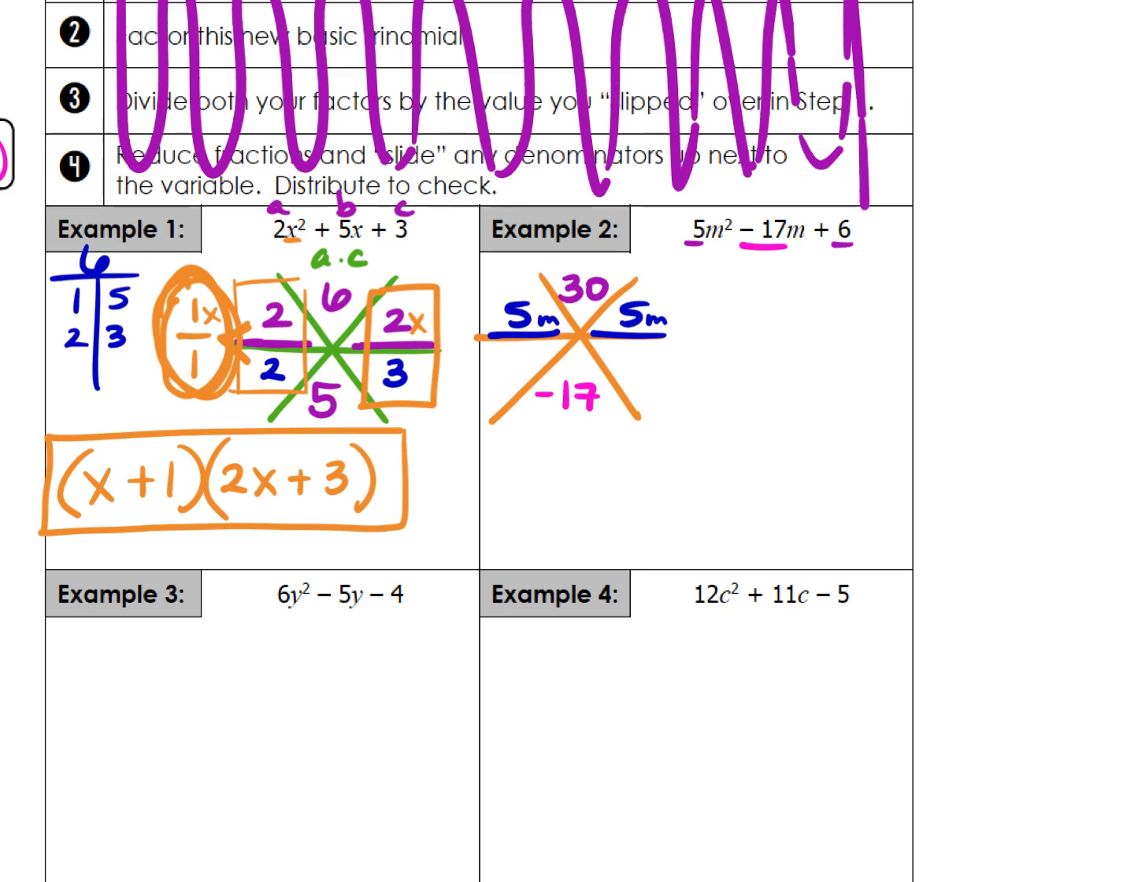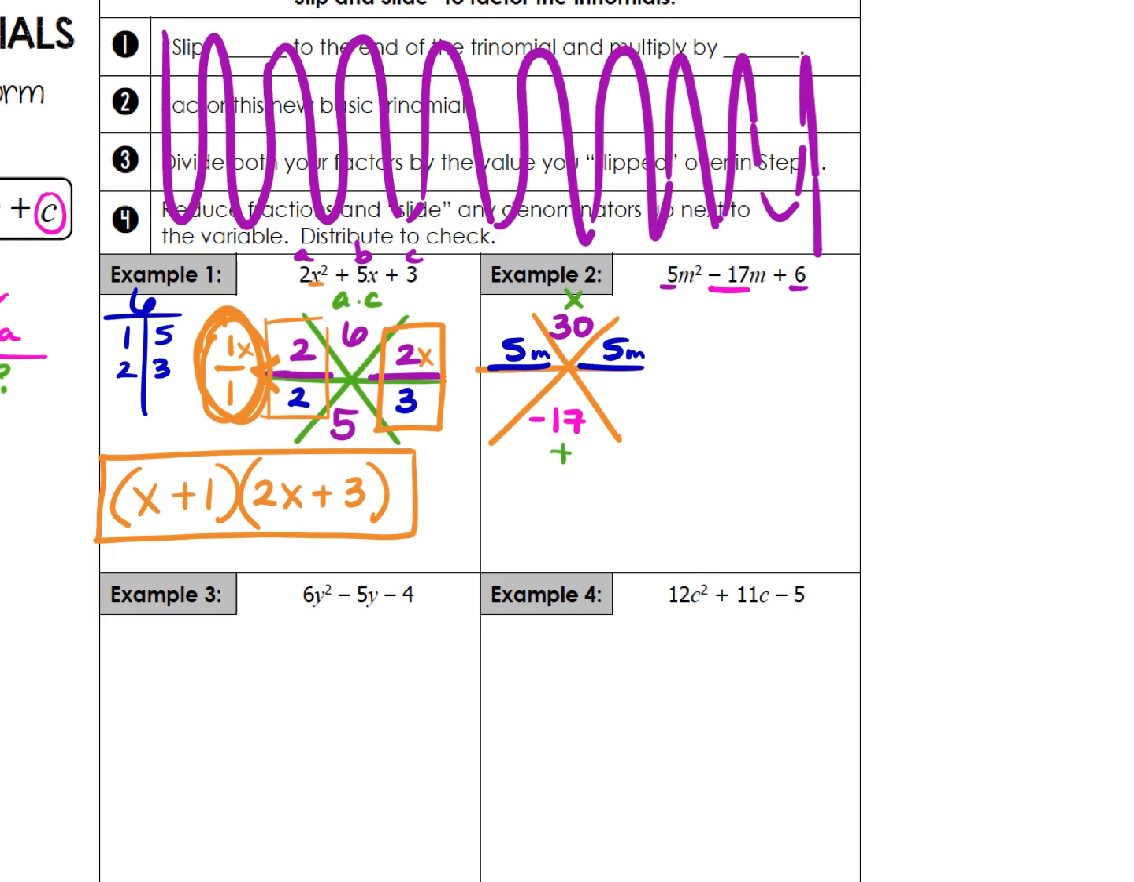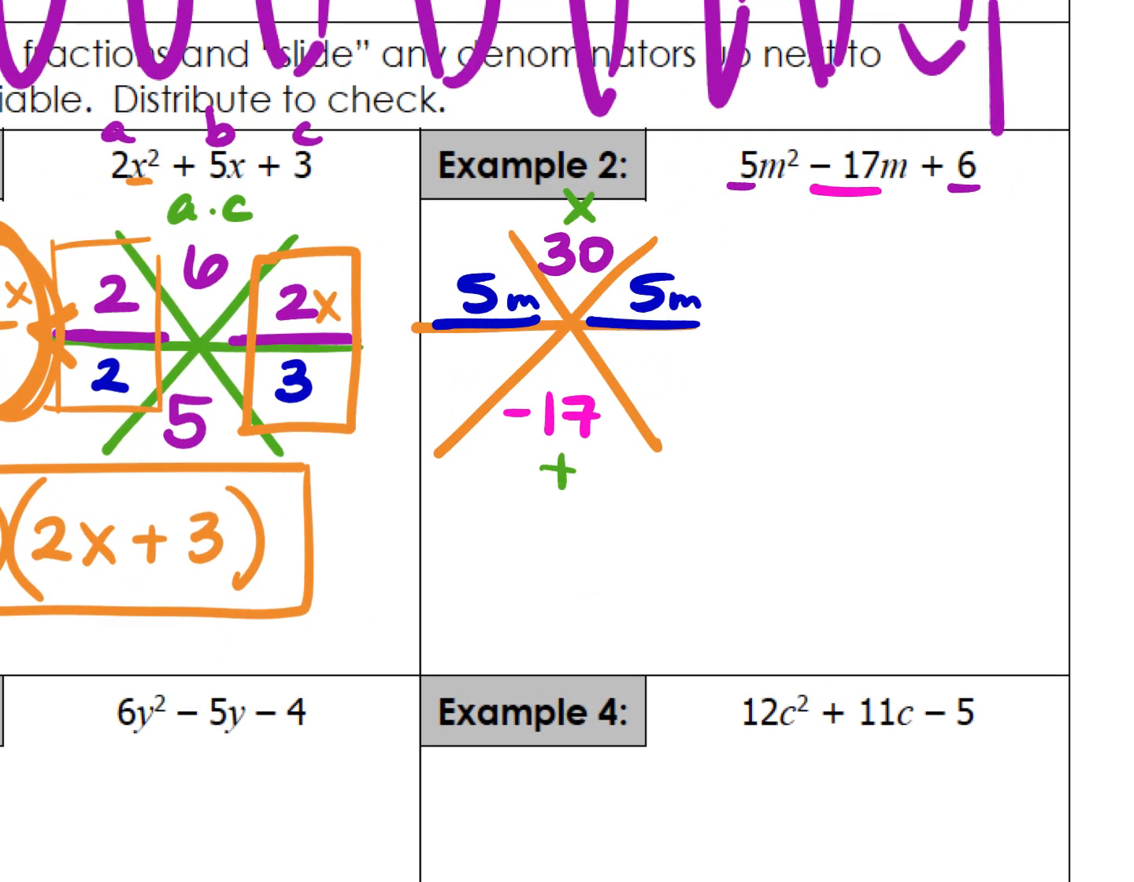Okay, now ask yourself the question, what can I multiply to get 30 that I can add to get a negative 17? Before we even think numbers, think positives and negatives. A positive times a positive would get me 30. Would a positive plus a positive get me a negative 17? No, so they're not both going to be positive. A positive times a negative doesn't get me a positive 30, so it can't be one of each. So what do they have to be?